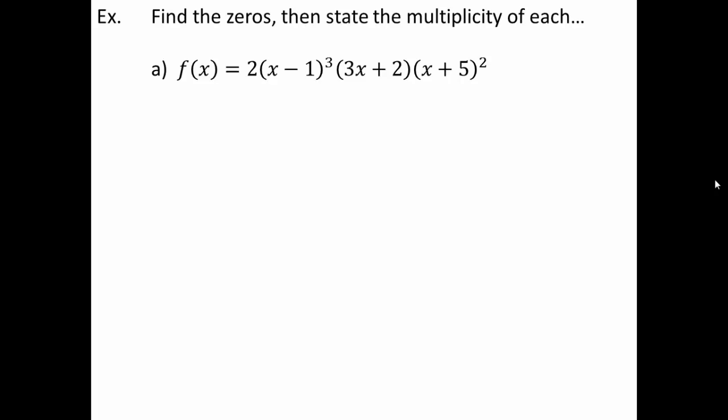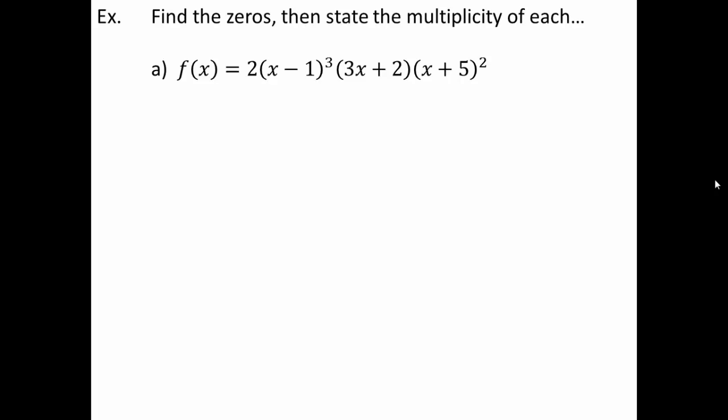So f of x equals 2 times (x minus 1) cubed times (3x plus 2) times (x plus 5) squared. So in general, if you're asked to solve a quadratic, for example, we set it equal to 0, and then we factor it out, and we set each factor equal to 0. That's going to be our general idea of how to solve a polynomial.